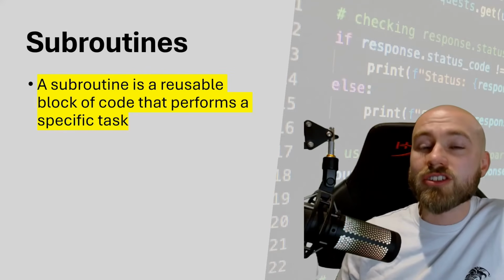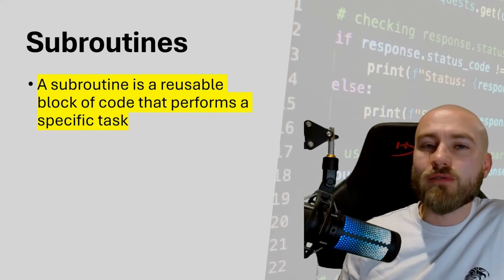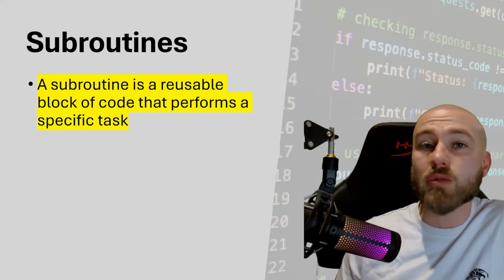A subroutine is just a generic word for procedures and for functions. When we design a procedure or a function, it's usually to do a specific task, but what's really good about it is that you can reuse that code whenever you want.